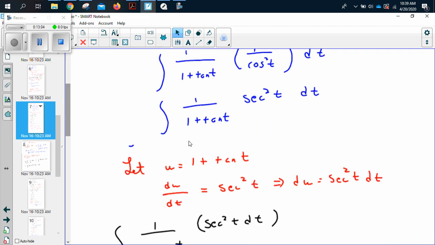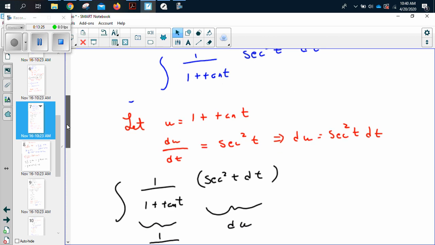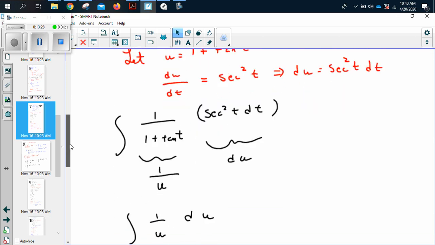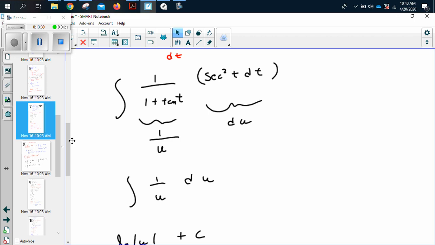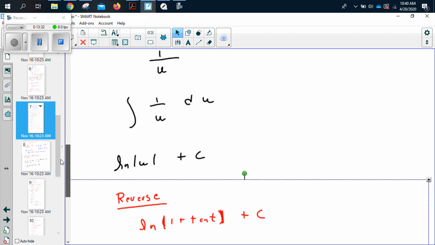So, when you let u be 1 plus tangent t, you are really letting it be the inside of a composite. Now, my derivative of u would be secant squared t. So if I cross multiply, du equals secant squared t dt, and I've got that right there. Okay, so all I've got to do is write it in terms of u. So I have 1 over u du. The antiderivative of that would be natural log of the absolute value of u plus c.